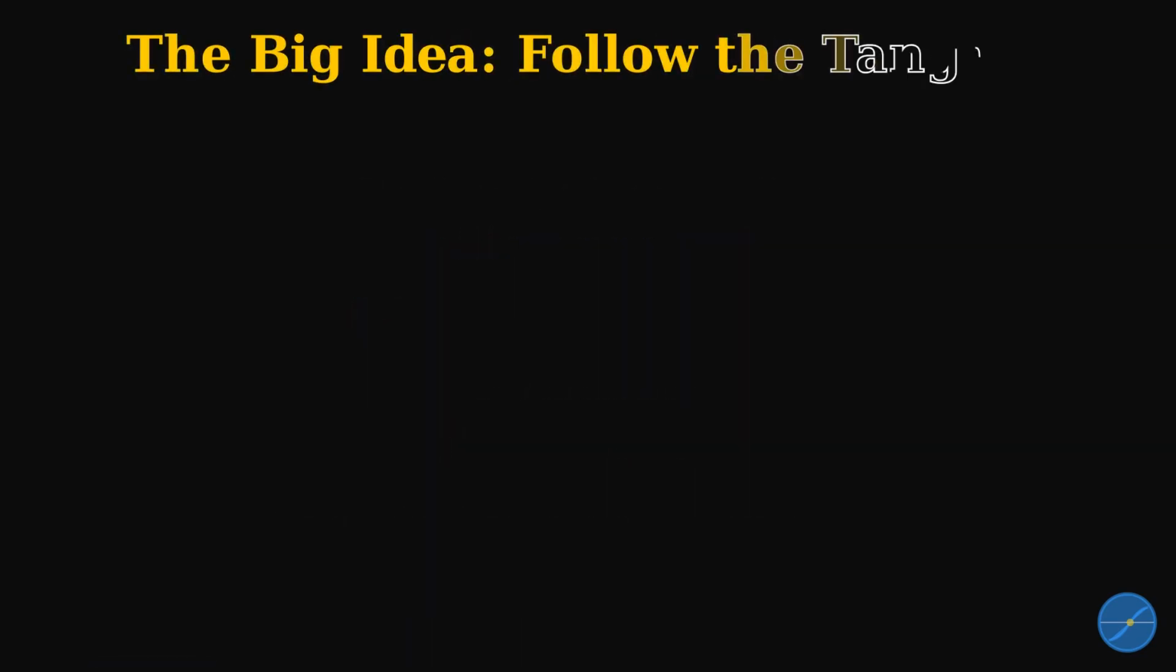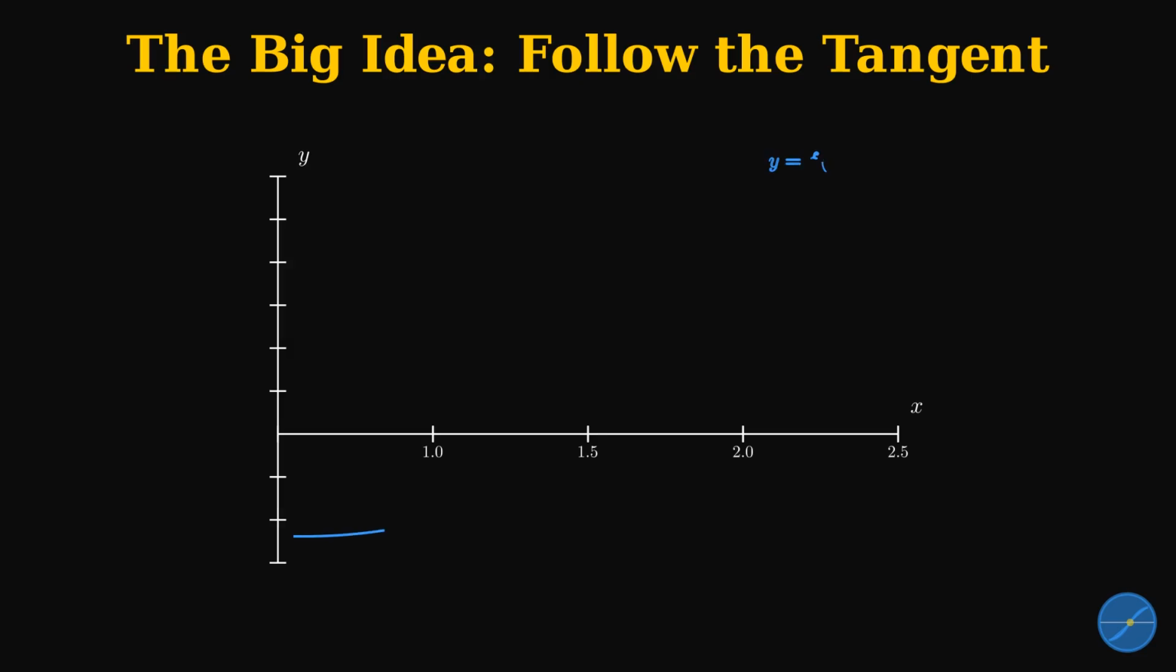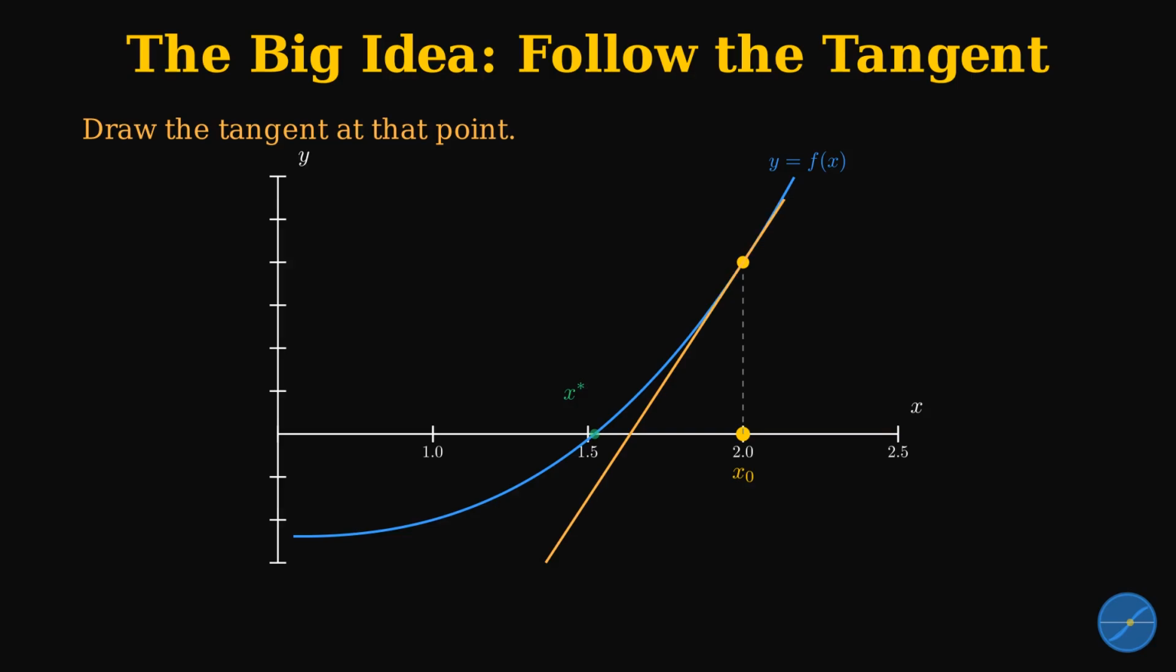Here's the whole idea in one picture. This is our curve and the root we are chasing is where it crosses 0. Call the true root x star. Start with any guess, call it x naught. Draw the tangent line to the curve right at that point. Follow the tangent down to where it crosses the axis. That's your next guess, x1. Already much closer to the root.